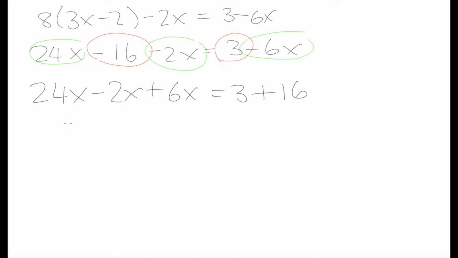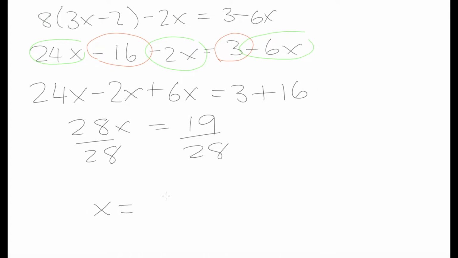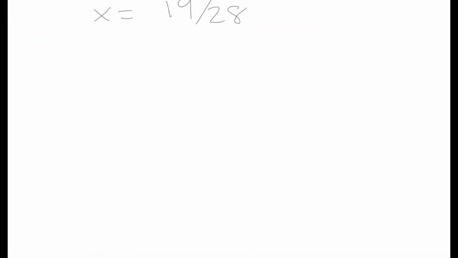Plus 6 is 28, so we're going to be left with 28x here, and 16 plus 3 is equal to 19. And now if we want to solve for x, we're going to have to divide both sides by 28, and we're going to be left with x is equal to 19 over 28. Let's go over another few examples.